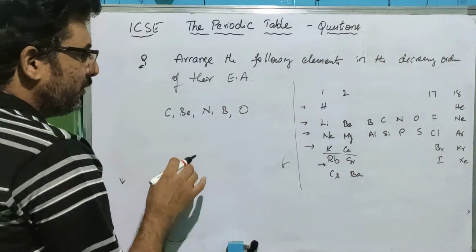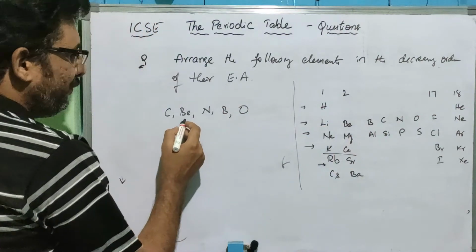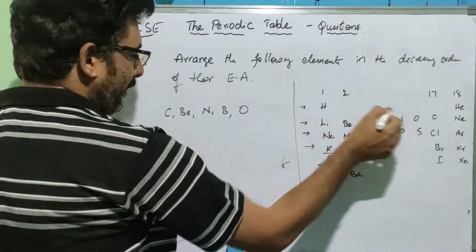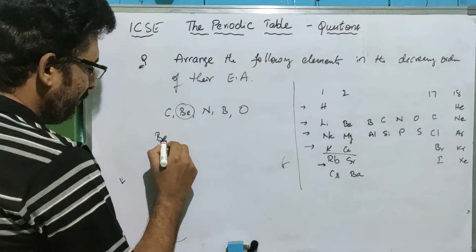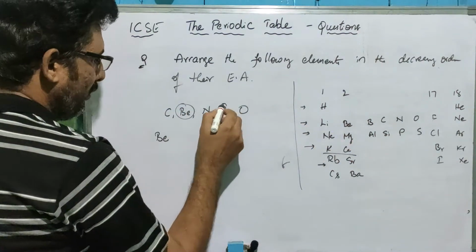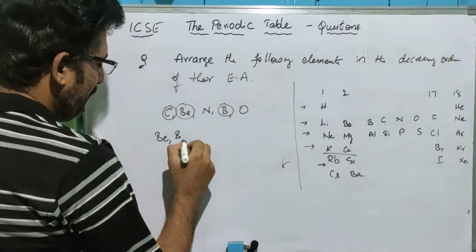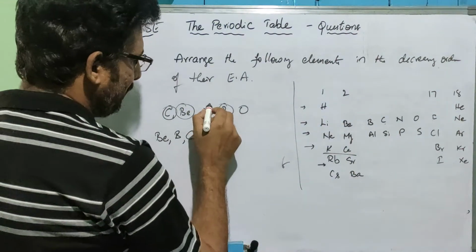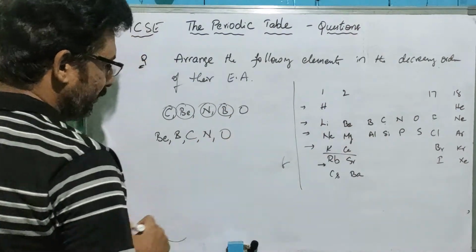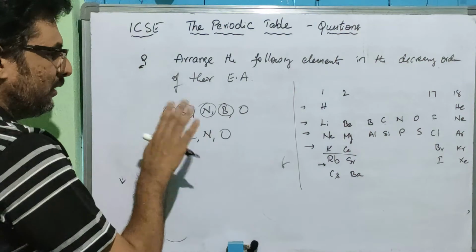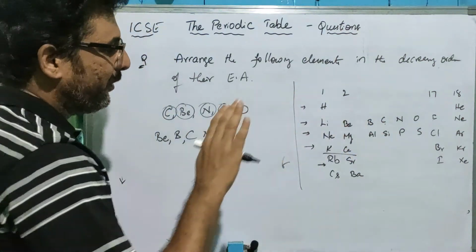So now you are going to arrange them in the same order. So here first comes, as per this period, beryllium. So beryllium, then boron, then carbon. After that it is nitrogen, then it is oxygen. So you're going to arrange in the same order how they are arranged in the periodic table.